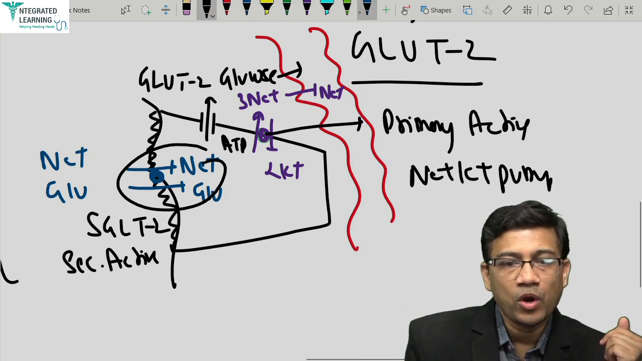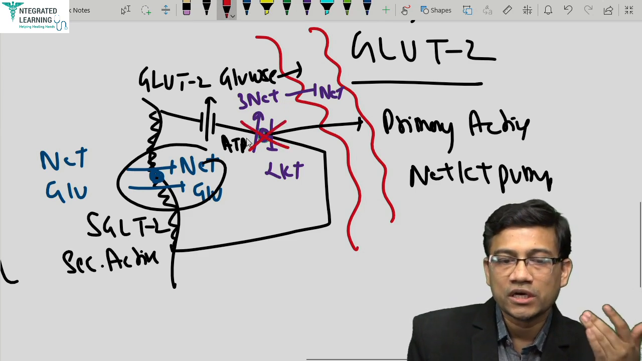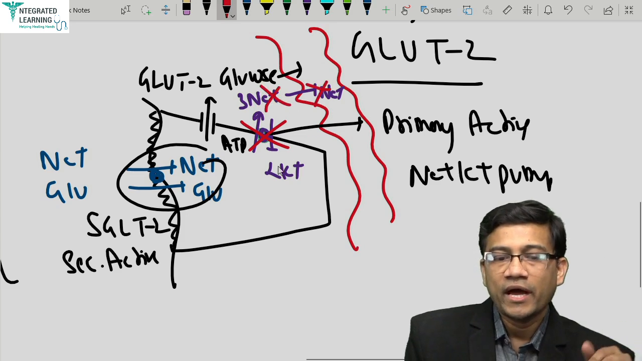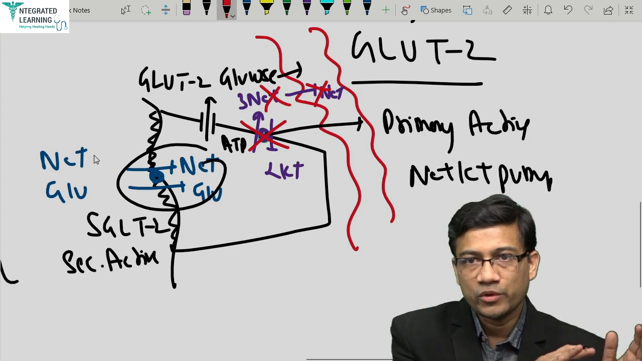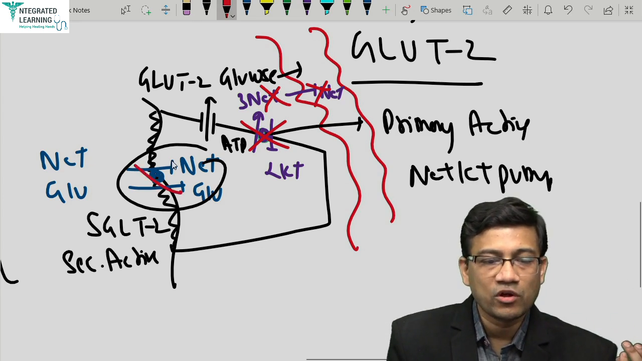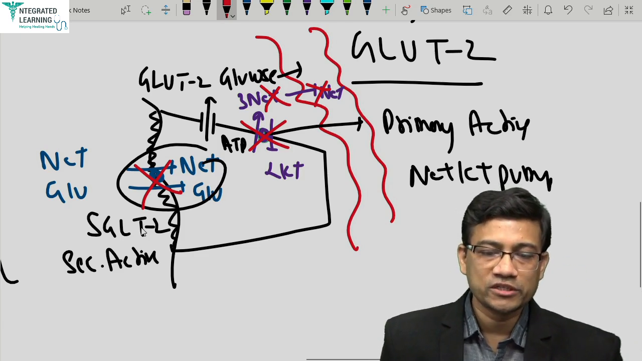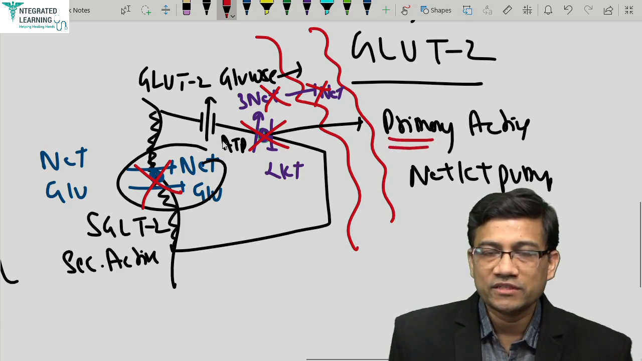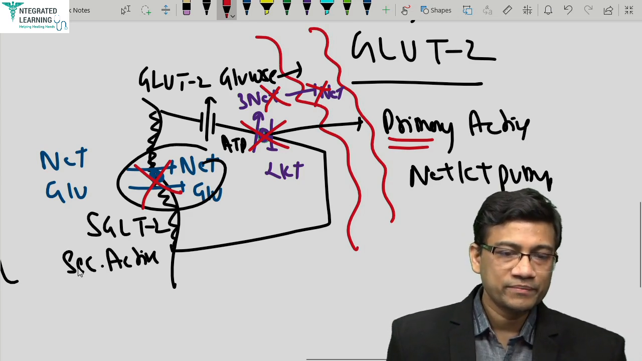Let me give a proof. If I block this pump, the sodium will stop going into the blood and accumulate in the cell. As sodium accumulates, it can't enter from the urine to the cell, and ultimately this will also stop. So this transporter depends on the energy of the sodium potassium pump. So the primary active is the pump and the secondary is the sodium glucose symport.